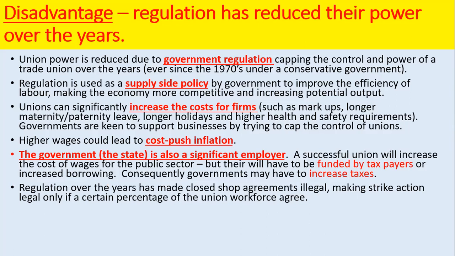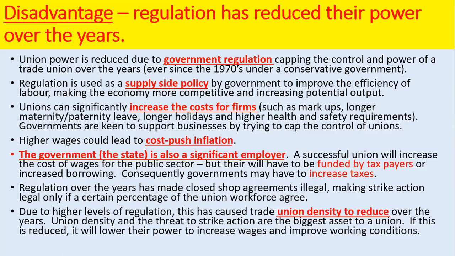Regulation over the years has made closed shop agreements illegal, making strike action legal only if a certain percentage of the union workforce agree. So governments have said you can go on strike, but you have to follow a set procedure in order to go on strike. Ideally, we would like any type of dispute or grievance to be settled before strike action is called. However, if a strike is called, so many percentage of the workers have to be actively out on the picket line with their placards protesting their discontent.